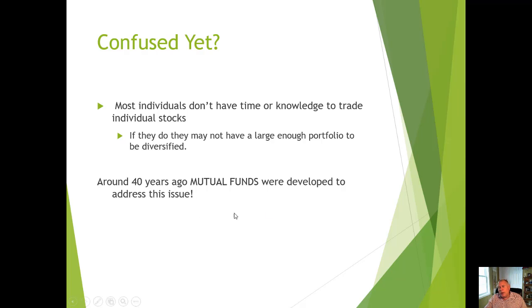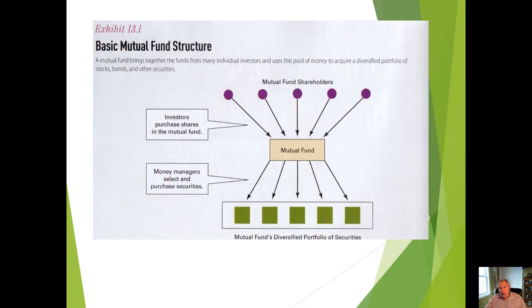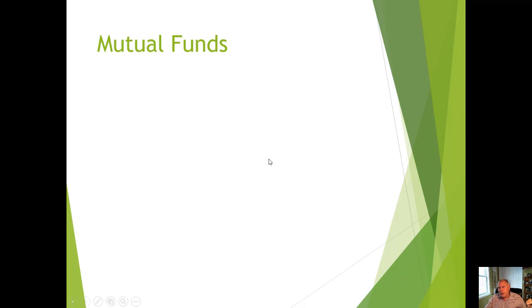And that's when mutual funds were developed to help individuals who don't have enough to diversify and don't have the time nor the knowledge to be able to invest. A basic mutual fund structure is you have mutual fund shareholders, that's you and I. Investors purchase shares in the mutual fund. The money managers, those managing it, select and purchase securities, and that results in a diversified portfolio. That's the basic structure of a mutual fund, and that's been around for 40, 50 years.